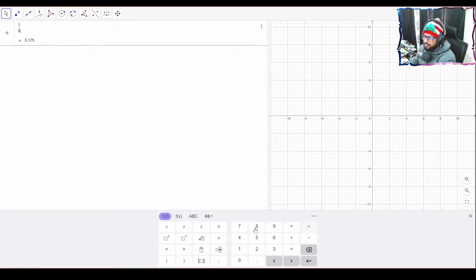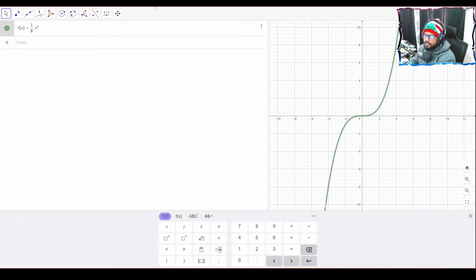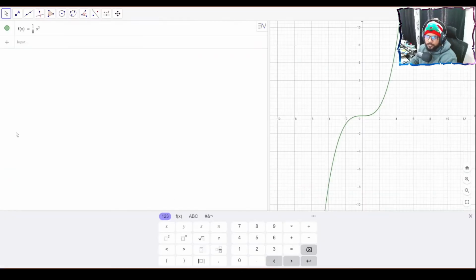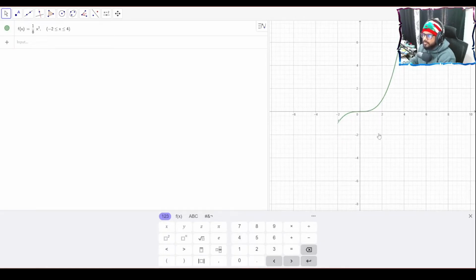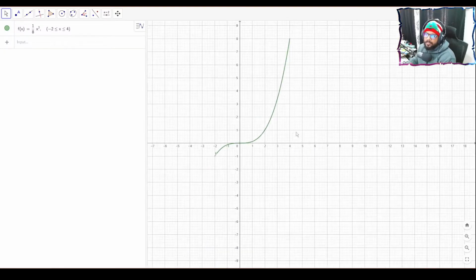We have 1/8 x cubed. This is how the graph looks. And this graph was between -2 and 4. So let me see if I can get my graph between -2 is less than or equal to x is less than or equal to 4. Enter. So this is what I'm dealing with for my graph. It's the only piece of the graph we are concerned with because of the domain given. I am ignoring the rest of the graph.